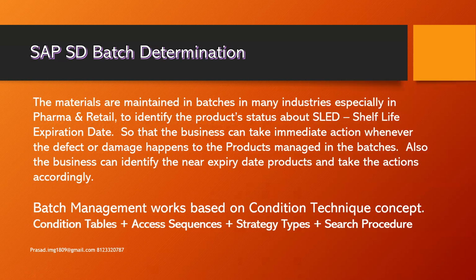We will create the strategy type and an access sequence, and we will place these condition tables into that particular access sequence from most specific to most generic. And we will assign all these condition types to the search procedure, like how we do in the pricing procedure determination.